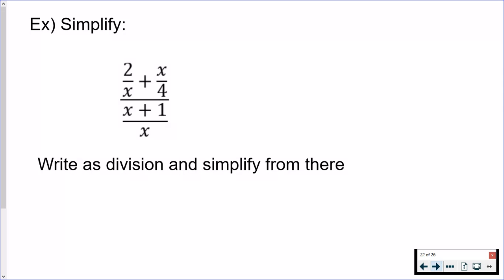This first one I'm going to simplify. That line should be longer there. So we have 2 over x plus x over 4 in the numerator, and we have x plus 1 over x in the denominator. Now, like I said, just think of this as division, a numerator divided by a denominator. So what I'm going to do is just rewrite this as a division problem to begin with, but just make sure your numerator stays together and your denominator stays together.